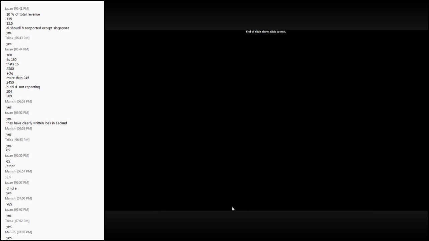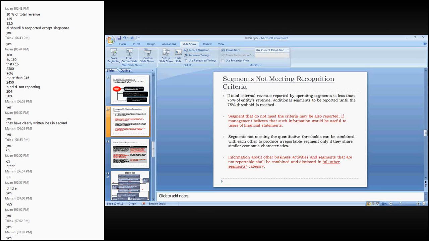So these are the disclosure requirements under IFRS 8. I hope it is clear to you. And this is all for today's class.